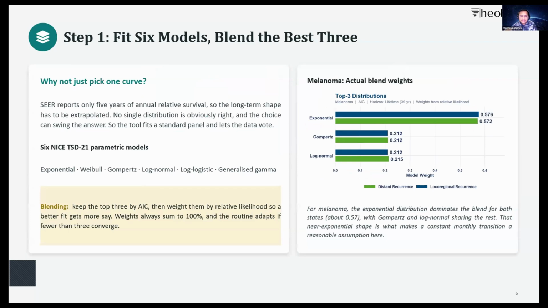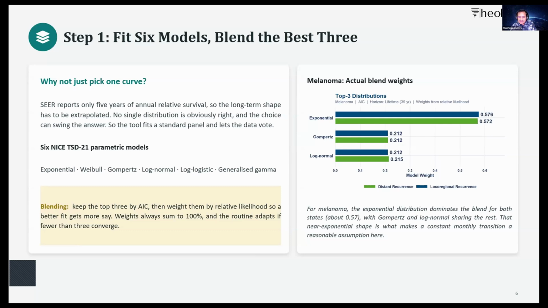Now, step one: why not just pick one distribution and move on? Why do we blend? Because the data only runs for 5 years, and we need a lifetime curve, and no single distribution is obviously right. So we don't pick a favorite. We fit the six standard parametric models from the NICE guidance: exponential, Weibull, Gompertz, log-logistic, log-normal, and generalized gamma. And we let the data vote, blending the best three by their AIC weights.